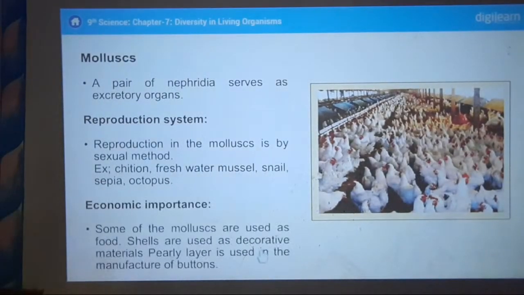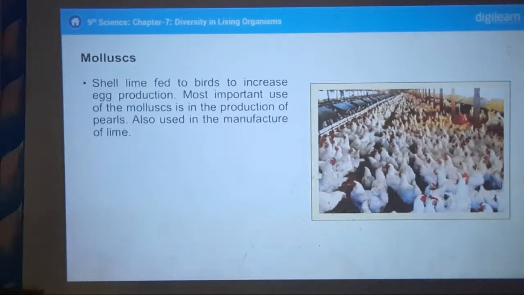Some important uses of mollusks: they are used as food, used as decorative material, used in the manufacture of buttons. Shell lime is used as food for birds to increase their egg production, used in the manufacture of pearls, used in the preparation of lime.